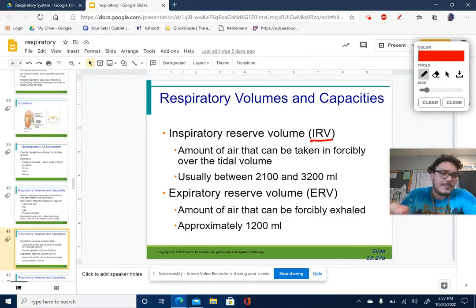ERV, on the other hand, is expiratory reserve volume. That is the amount of air that can be forcibly exhaled. So as far as ERV is concerned, that's approximately 1,200 milliliters.